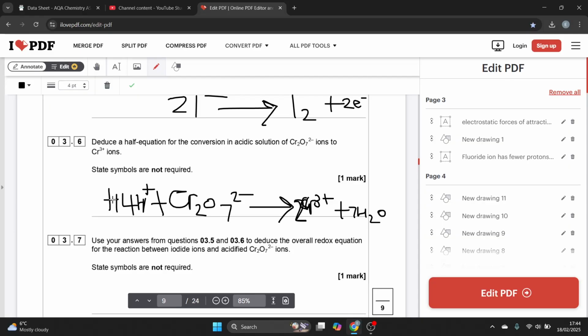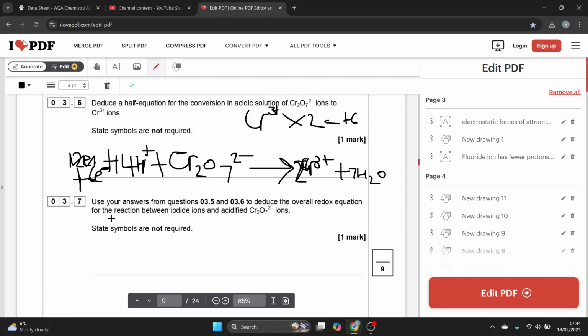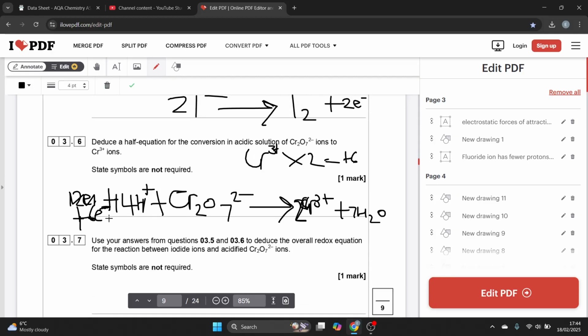And then I need to add 12 negative, no, not 12 negatively charged electrons, because Cr has a charge of 3 plus, but now I've got 2 of them, so the charge is going to be plus 6. So I need to add 6 negatively charged electrons. There you go. 2 Cr, 2 Cr, 7 oxygen, 7 oxygens, 14 hydrogen, 14 hydrogens. Overall charge 12 plus on the left hand side, 6 plus on the right hand side. Use the answer for question 3.5, question 3.6, reduce overall redox equation.